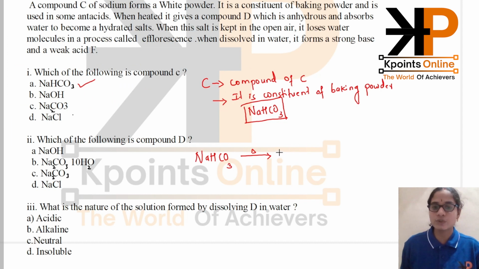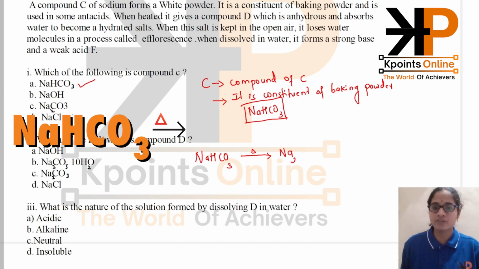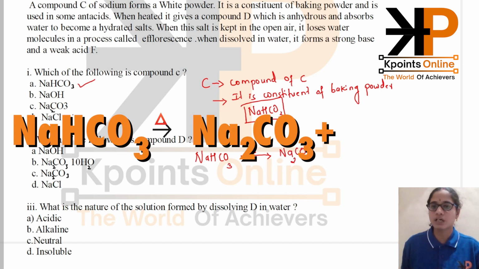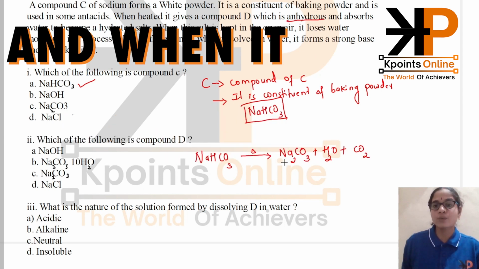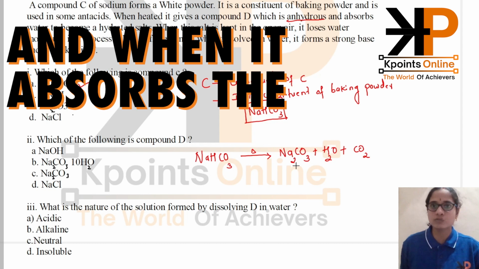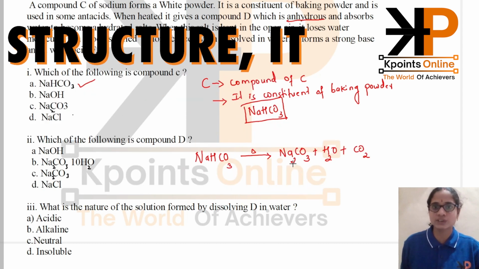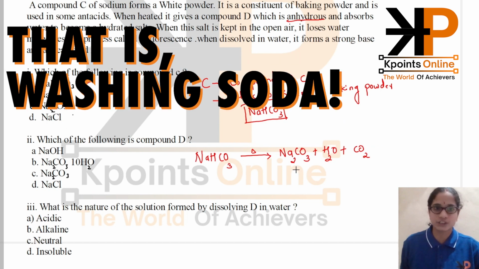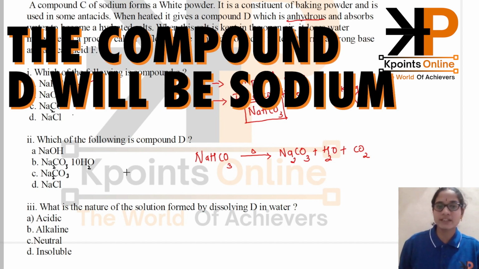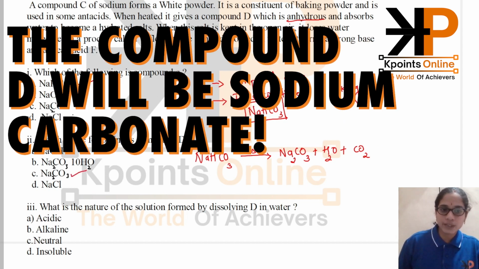We know that when sodium bicarbonate is heated, we get sodium carbonate, water and carbon dioxide. And when it absorbs water molecules in the crystal structure, it forms sodium carbonate decahydrate, that is washing soda. So the compound D will be sodium carbonate only.